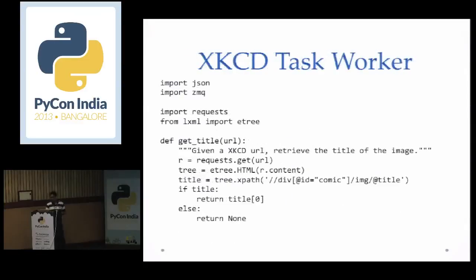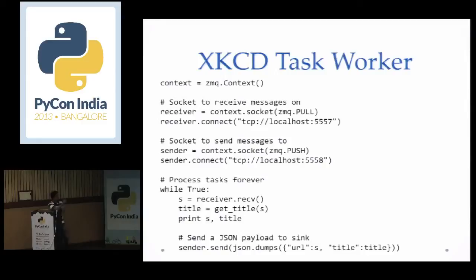The second part is the worker. In the worker, I have a get title function which does the actual work. It uses the requests module, parses the XML, does all the magic, and gets back the title if it can find it. If it can't find the title, it will just return None. This is the function that does the actual work, and below that is where you create the socket and do all the sending and receiving of messages.